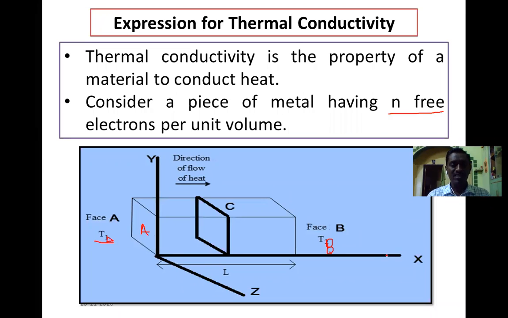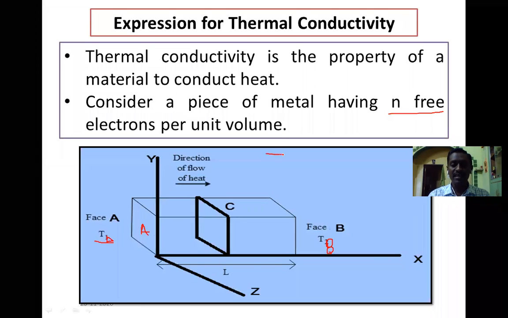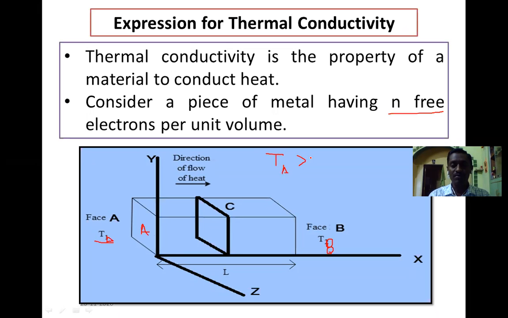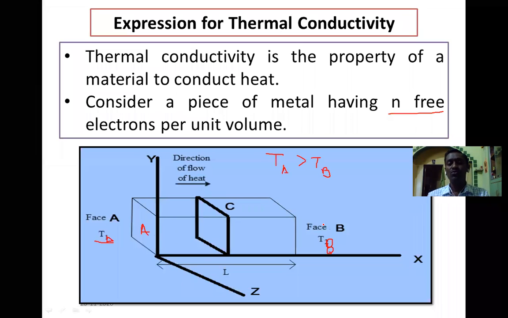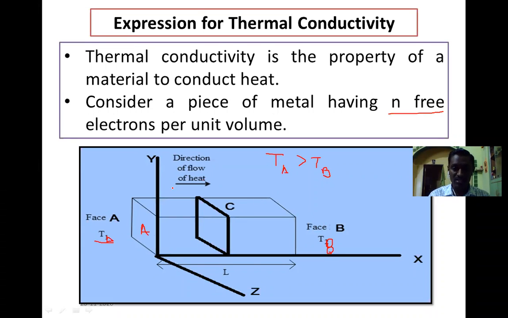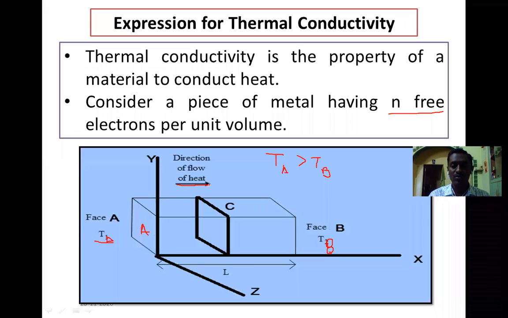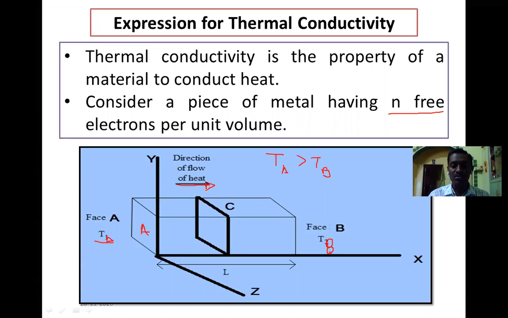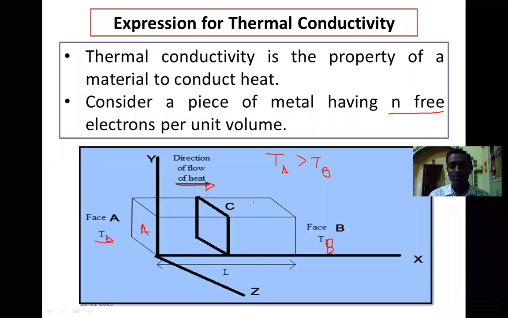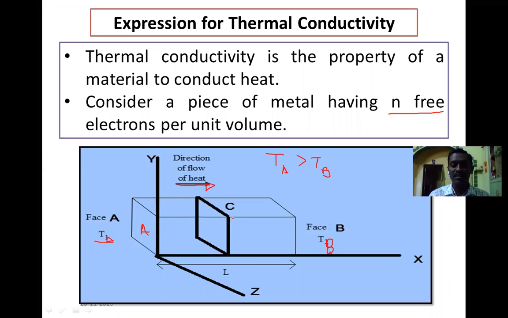Obviously, here let us imagine TA, that is the temperature of phase A, is more than the temperature of phase B. It is our assumption that the temperature of A is more than the temperature of B, and as we know, heat always flows from higher temperature to lower temperature. So this arrowhead indicates the direction of flow of heat, meaning heat flows from phase A towards phase B. While flowing from A to B, it crosses the phase C.